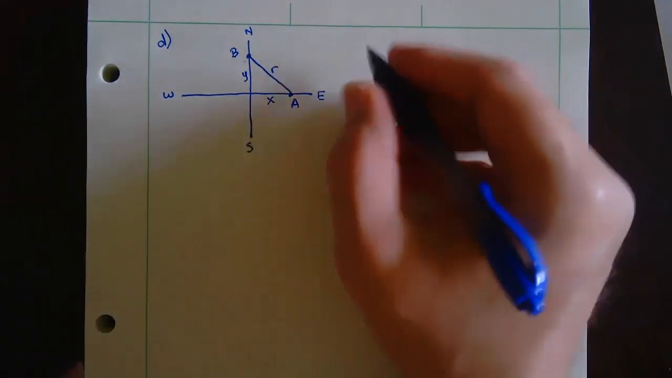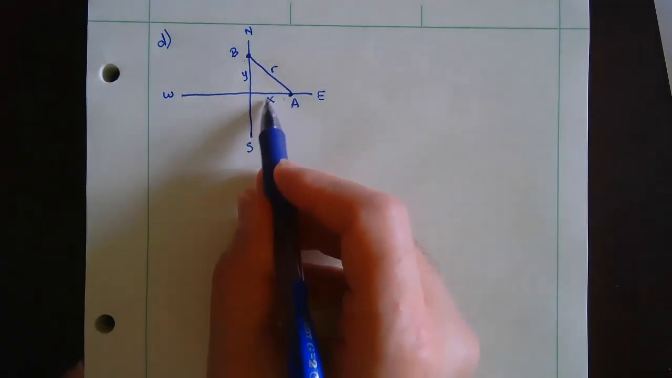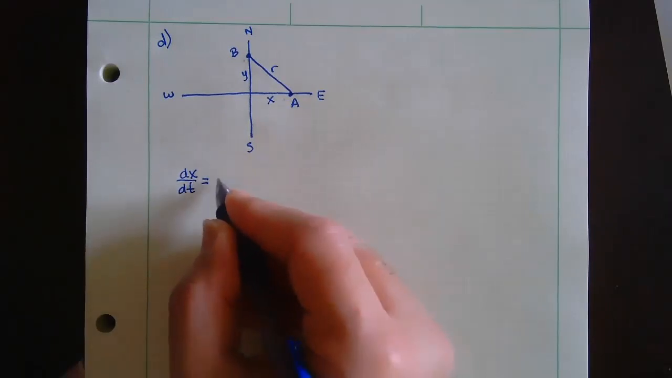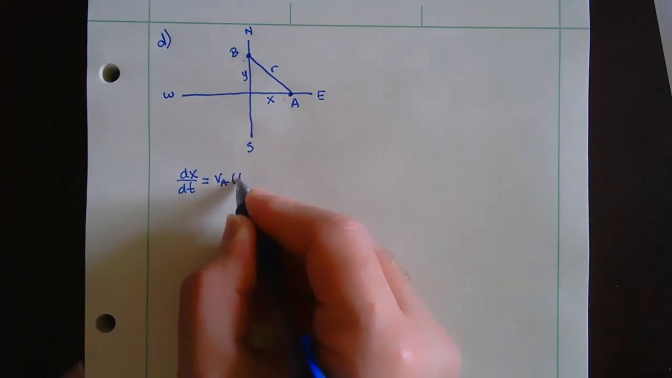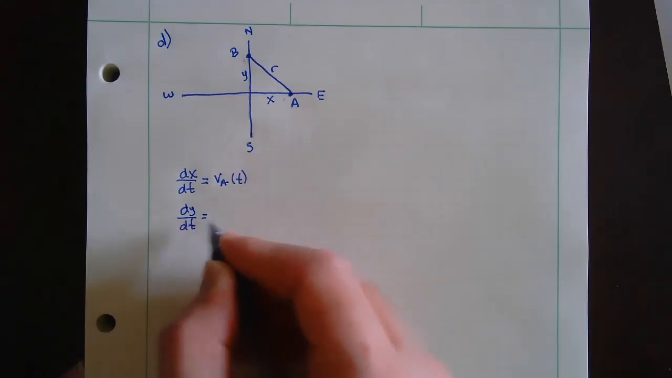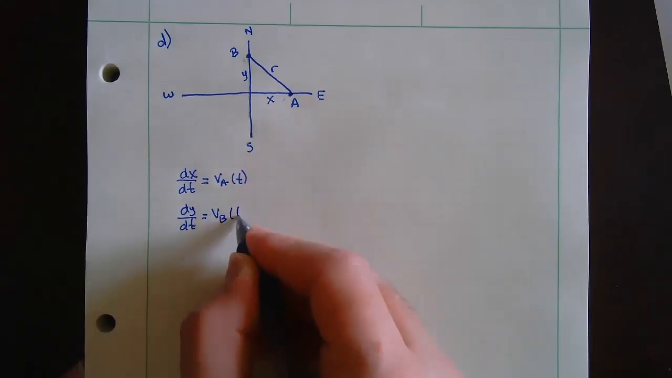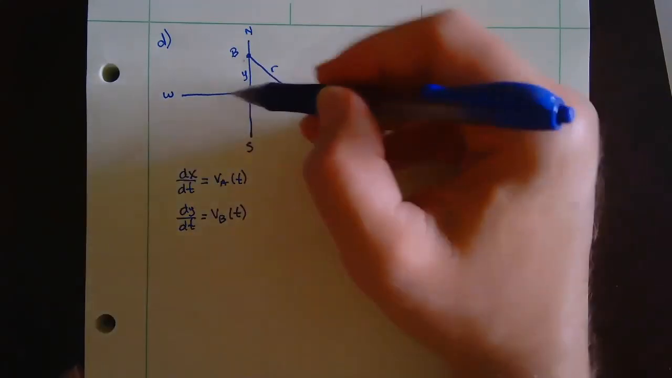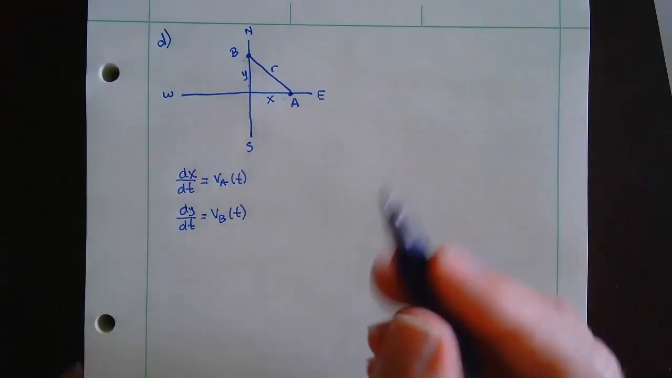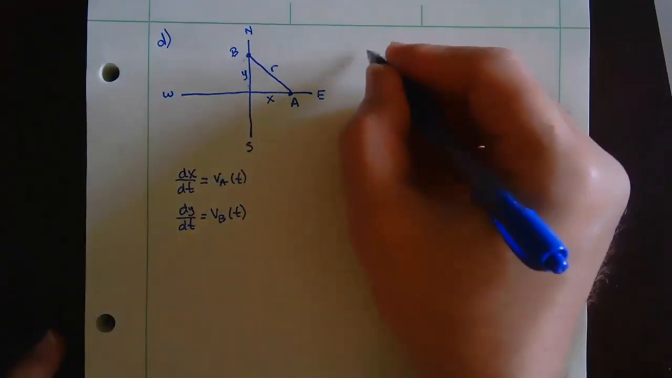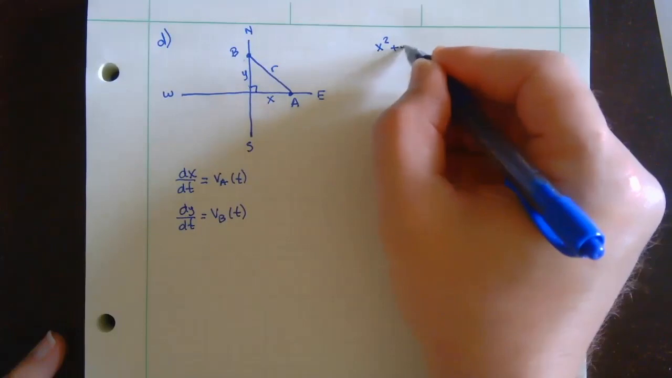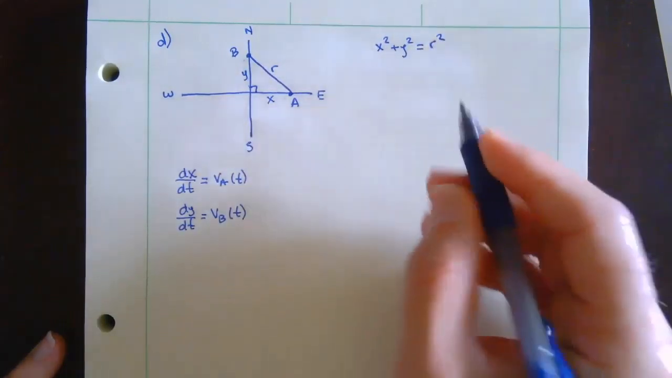So we know that, and if I take the derivative of this, I should write this, dx over dt is equal to v sub A of t, and dy dt is equal to v sub b of t. All right, that's how this distance is changing, and that's velocity, right? And how this one's changing, that's velocity of train A. All right, so the relationship we have is a Pythagorean relationship, because we have a right angle right here. So we have x squared plus y squared is equal to r squared.